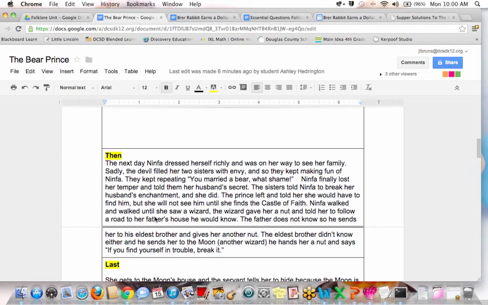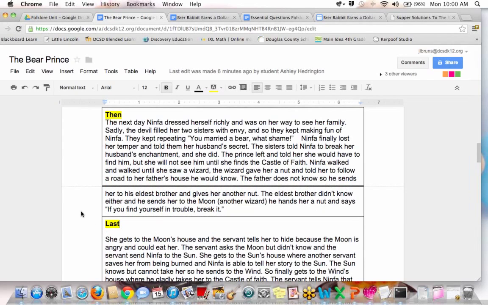Nympha walked and walked until she saw a wizard, and the wizard gave her a nut and told her to follow the road to her father's house. He would know. The father does not know, so he sends her to his eldest brother and gives her another nut. The eldest brother didn't know either, and he sends her to the moon, another wizard. He hands her a nut and says, "If you find yourself in trouble, break it."